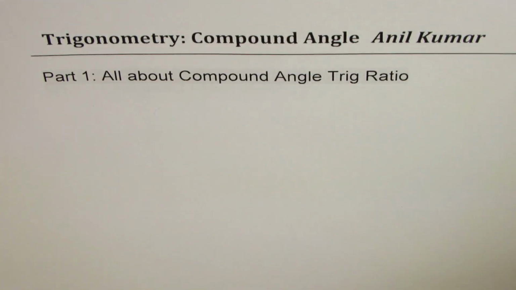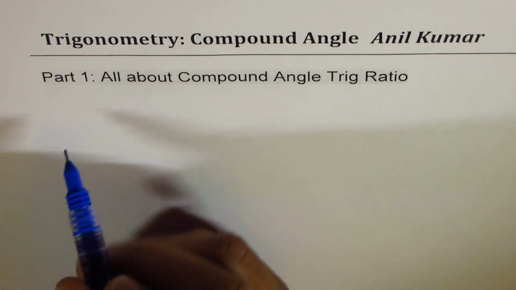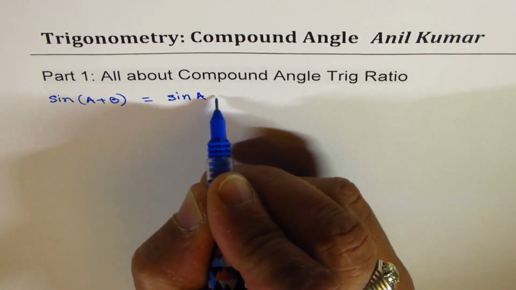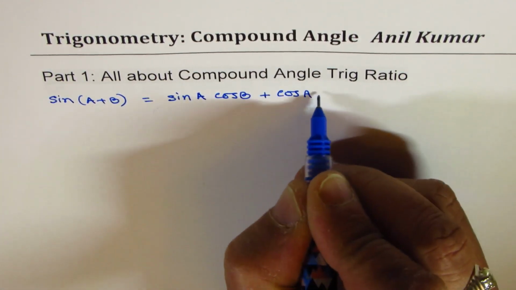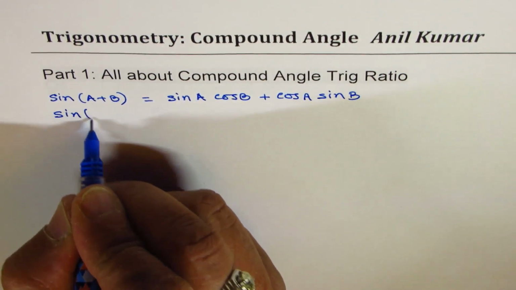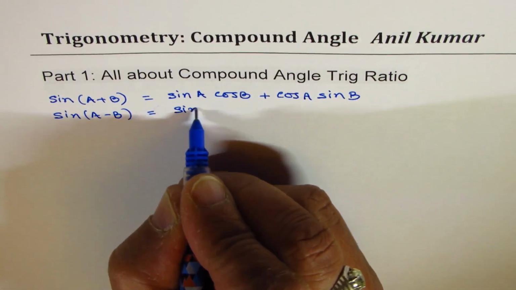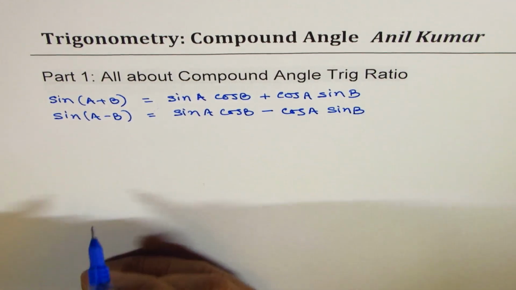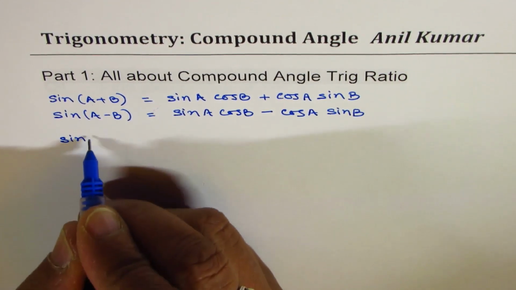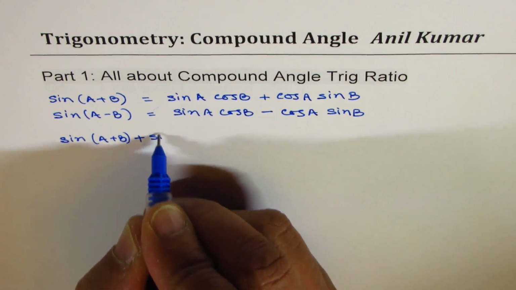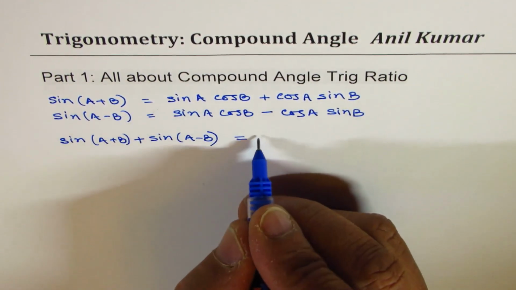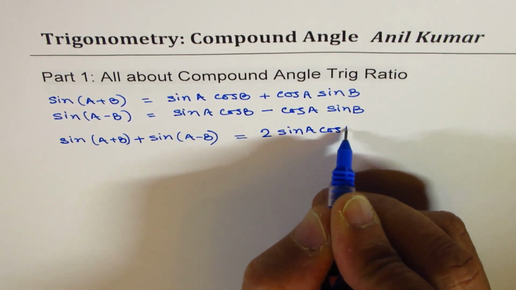So now let's begin with understanding compound angle formula and deriving other useful formulas from there. Sine A plus B, the formula which I just wrote, is sine A cos B plus cos A sine B. And what is sine A minus B? Sine A minus B is sine A cos B minus cos A sine B. Correct? If we add these two, that is to say, if I do sine A plus B plus sine A minus B, in that case, these two terms will cancel out and we get here 2 sine A cos B, right? 2 sine A cos B.